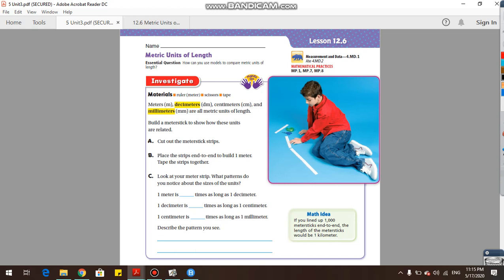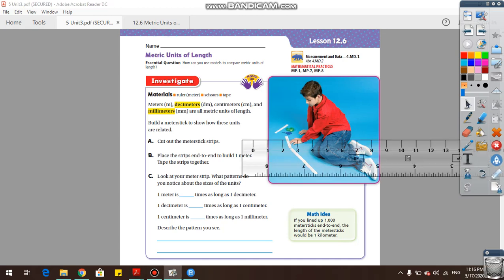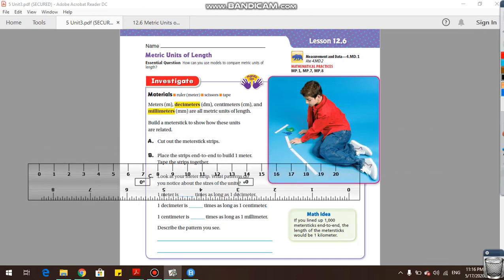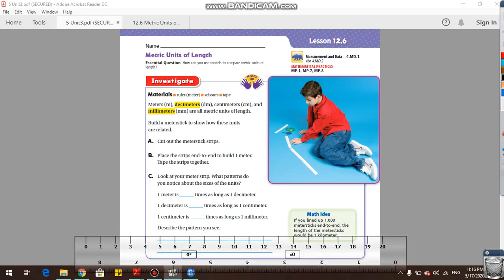Today's lesson is metric units of length, lesson number 12.6, page 493. As you can see from the title of our lesson today, we're gonna talk about metric units of length. We talked before about units of length, but we talked about customary units of length. Now we're gonna talk about metric units of length. It's like the one that I have on my ruler here.